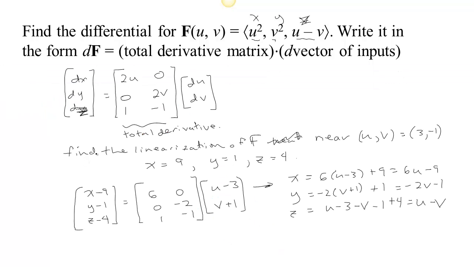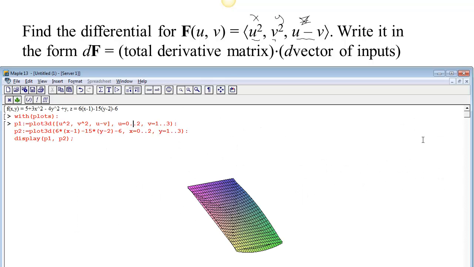Let's see, we were at the point 3, negative 1, so the bounds on u should include 3, so we can be in that region. How about from 2 to 4? The bounds on v should include negative 1, so how about from negative 2 to 0? Then negative 1 will be right in the center of that range. All right, and we'll do the same thing for our linearization. Just give that plot a different name.